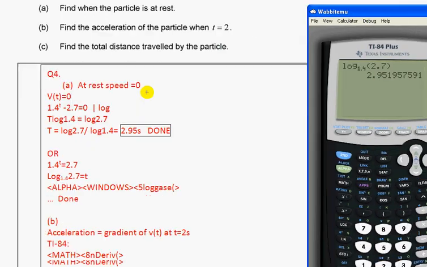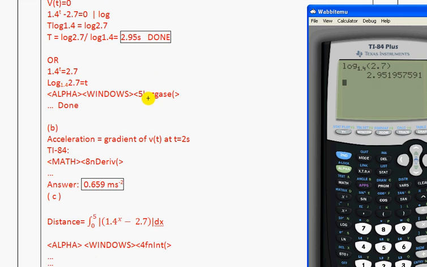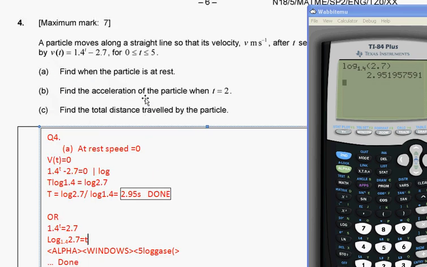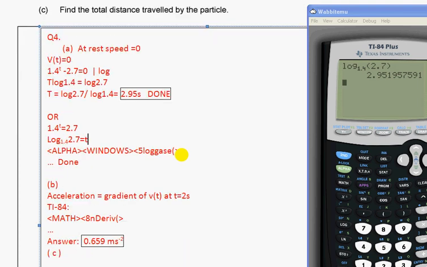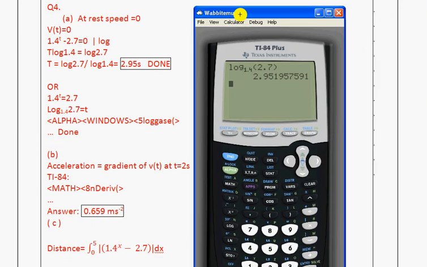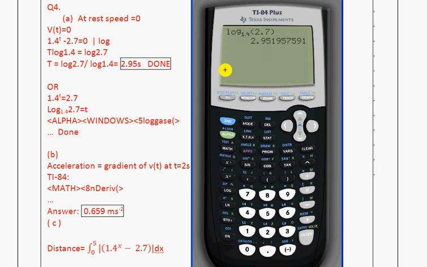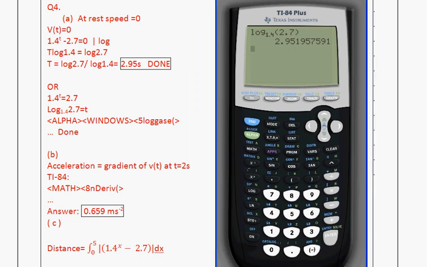Right, we should return. So we found when the particle is at rest. Now find the acceleration of the particle when t equals 2. Acceleration will be the derivative of v at time equals 2. So we're going to find the derivative. Let's do it. We press math, number 8, 8 is derivative.